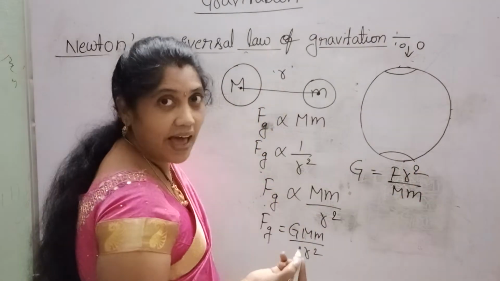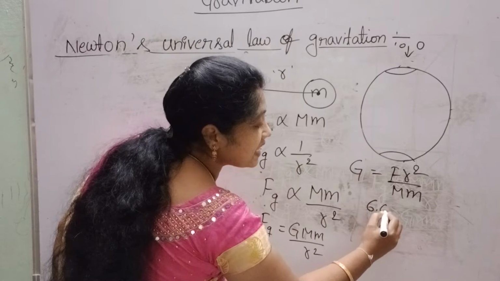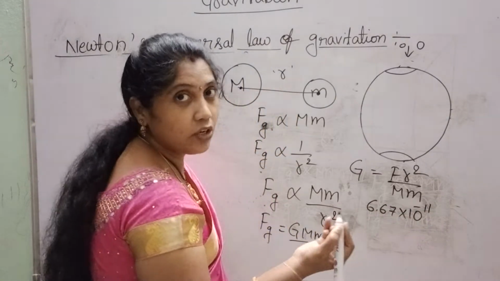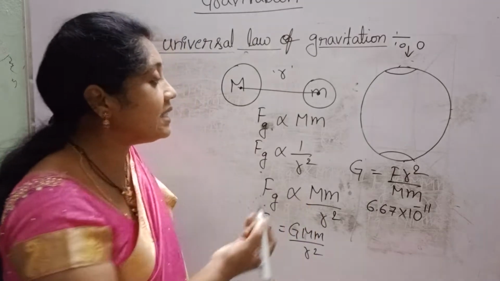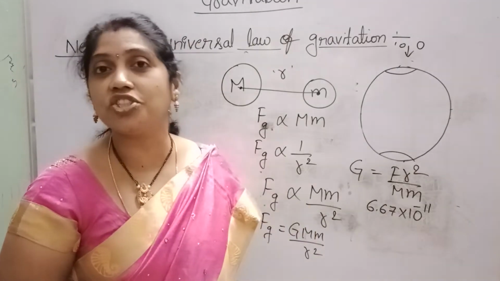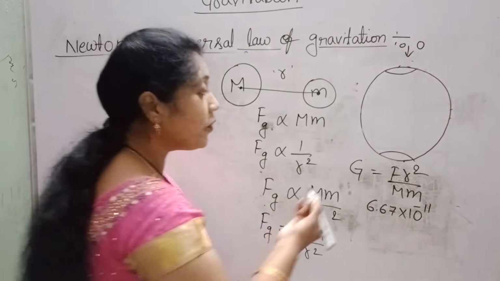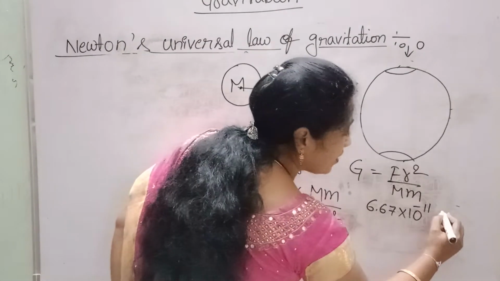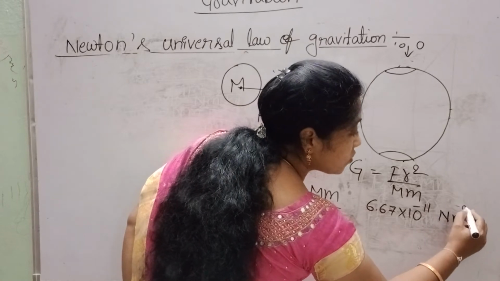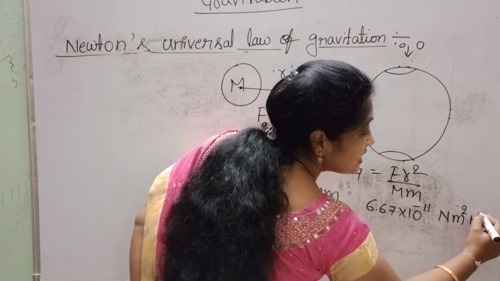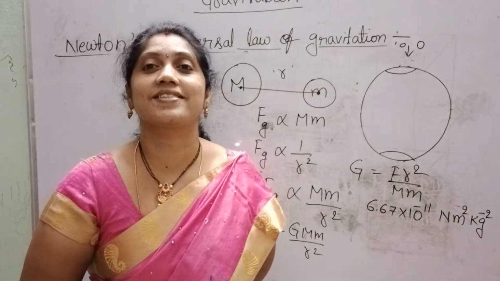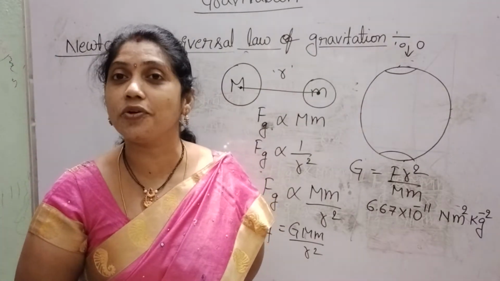And what about its value? 6.67 into 10 power minus 11. The unit of force we know is Newton, distance is meter and mass is kg. So it becomes 6.67 into 10 power minus 11 Newton meter square per kg square. This is the value of the gravitational constant, the universal gravitation constant.